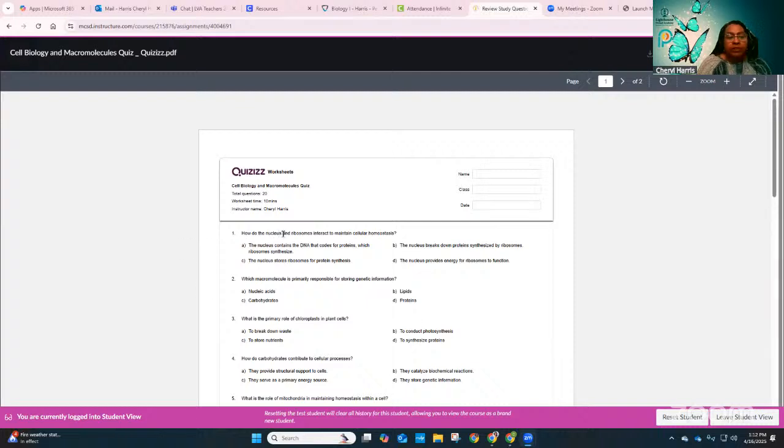All right, so how does the nucleus and the ribosome interact with cellular homeostasis? Homeostasis is one of those vocabulary words you need to make sure that you know. Give me one word that you could use to describe homeostasis. Why do we need homeostasis? Before we even answer the question, what does homeostasis mean?